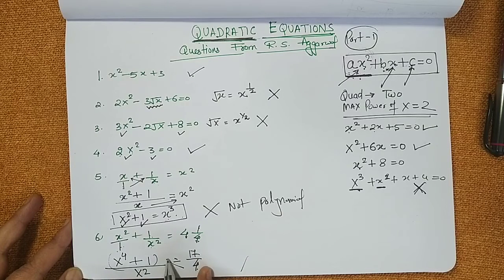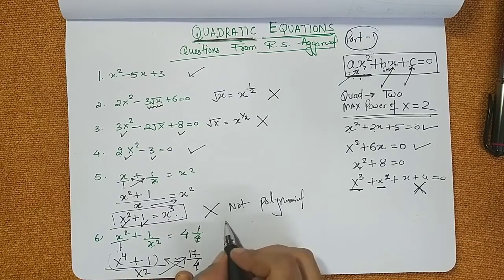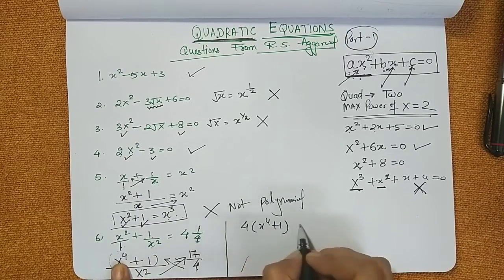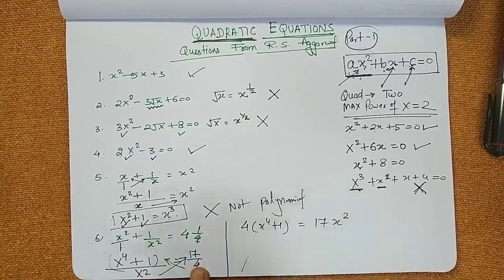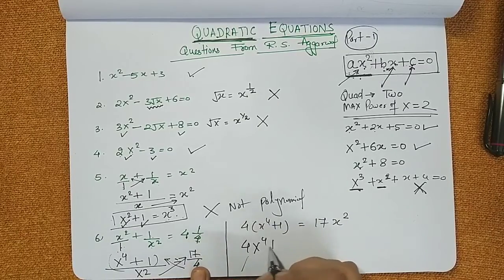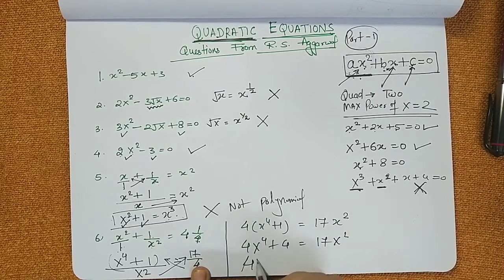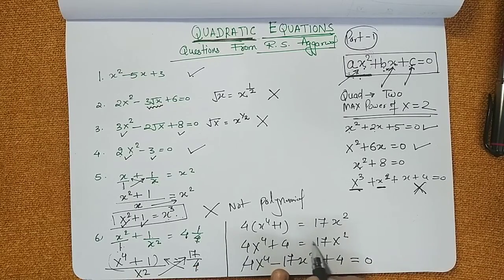After this, we are taking this here and this here. So what will it become? I am writing here: 4 into x raised to power 4 plus 4 is 17x square. Can I write 4x4 minus 17x square plus 4 is 0? I am just taking the 17x square to this side, which makes it minus. Okay, now let's put it to a test.